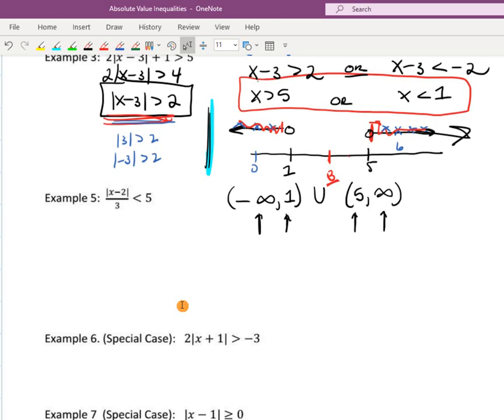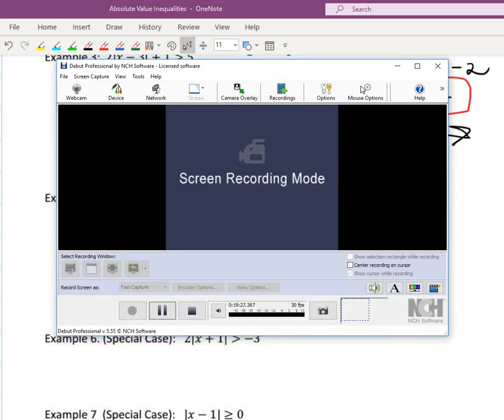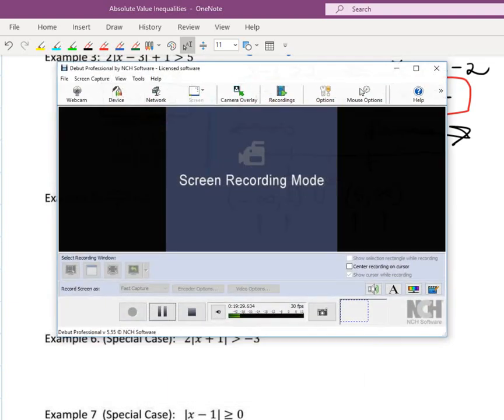Example. Just make sure my audio is still on.